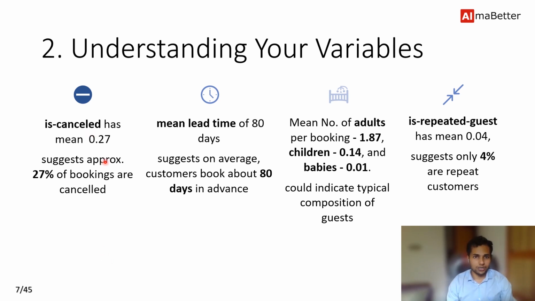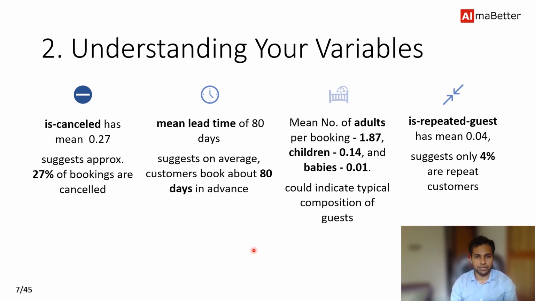Now let's take a look at the mean values of each variable to see if we can uncover some insights. Let's start with the is_canceled feature. This feature has a mean of 0.27. That means that about 27% of the time, bookings are cancelled. That is a significant number. Hence, we'll be taking a closer look at why that might be the case.